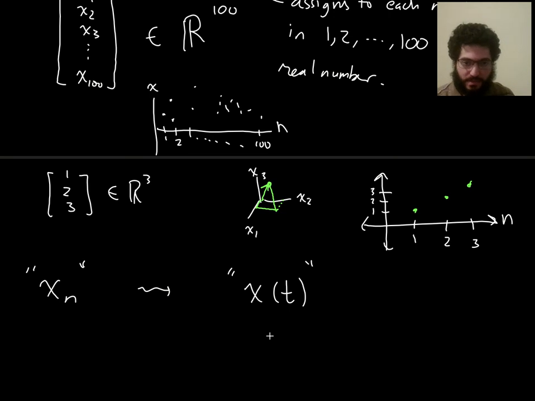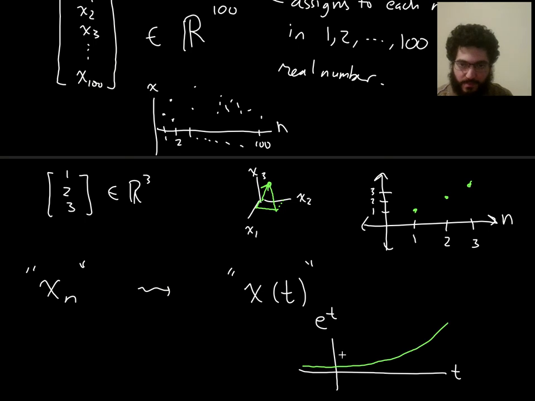So a function like, I don't know, e to the t, consists of all of these infinitely many dots. And so you can think of it as an infinite dimensional vector. And it's more than just an infinite list. In fact, it's sort of continuous, right? Even between position 1 and position 2, there are infinitely many points where it takes values.